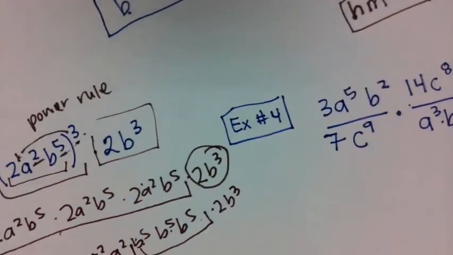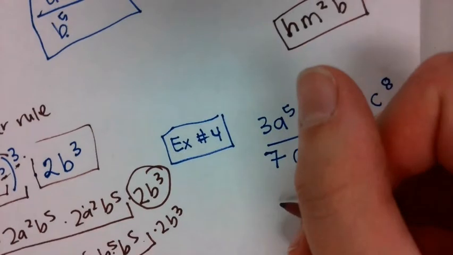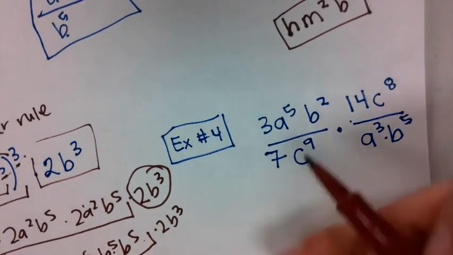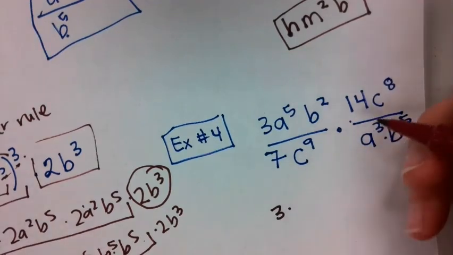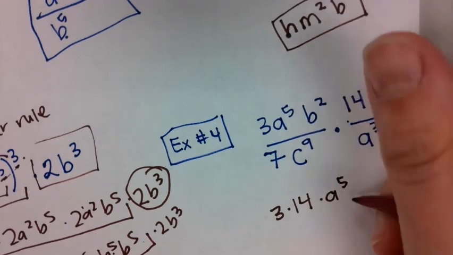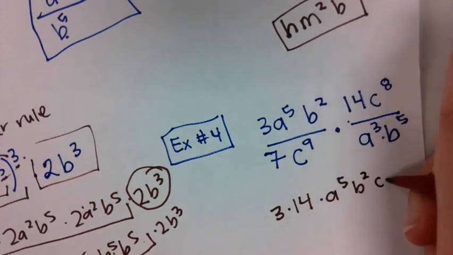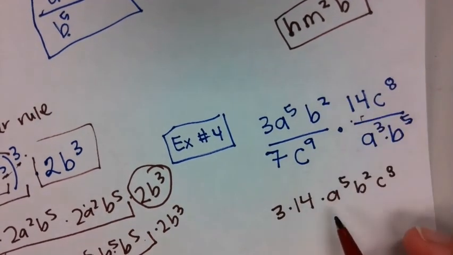Alright, last example. Now let's look similar to the first two problems, except I am incorporating some numbers. So let's see how that changes things. So again, I'm going to multiply, and I'm going to leave my terms separate. So 3 times 14 times a to the 5th, b to the second, and c to the 8th. Notice I wrote the two numbers up front, and then I included all my variables.